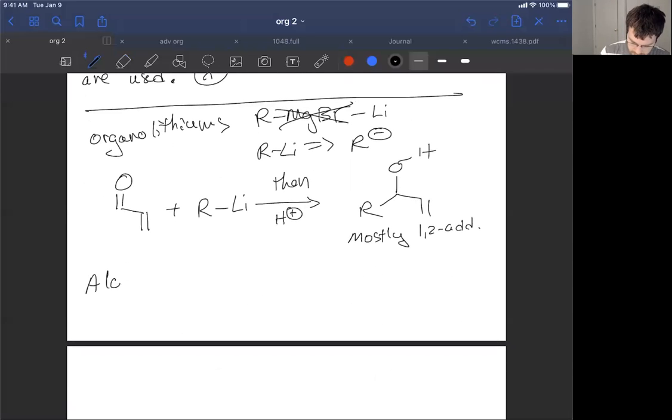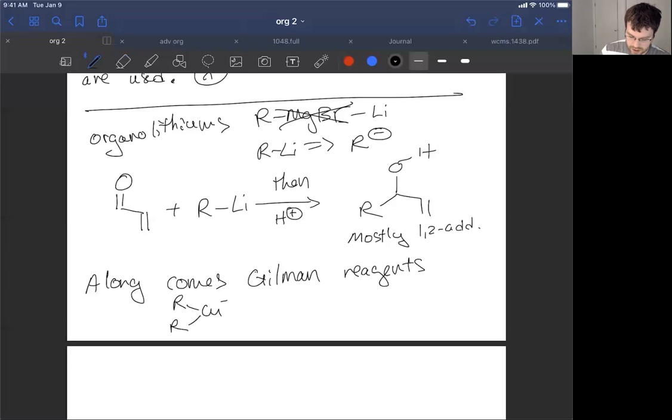Along comes Gilman reagents. These are pretty funky, but they're actually made from the organolithiums. What it is, is R, Cu, R, negative on the Cu, countered by a lithium plus. And these are often written as lithium CuR2.